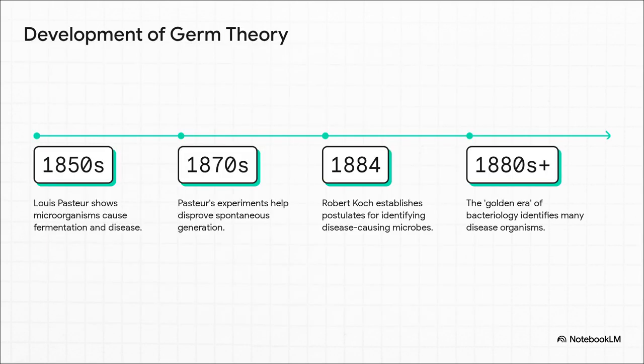And this theory didn't just show up overnight. It developed through some key moments. Back in the 1850s, Louis Pasteur's work showed that microorganisms were behind things like fermentation. By the 1870s, his experiments helped challenge the old idea of spontaneous generation. Then, in 1884, a scientist named Robert Koch created a systematic method for linking a specific microbe to a specific disease, and that really kicked off the golden era of bacteriology.